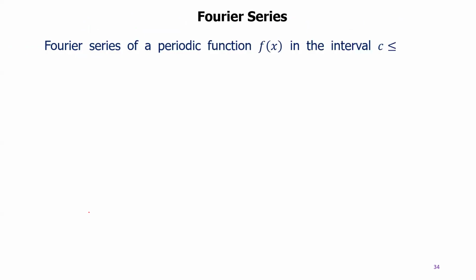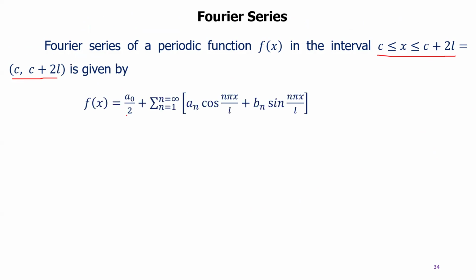Let us define what a Fourier series is. The Fourier series of a periodic function f(x) in the interval c to c + 2l, meaning c ≤ x ≤ c + 2l, is given by f(x) = a0/2 + summation of an cos(nπx/L) + bn sin(nπx/L) from n = 1 to infinity, where a0 is 1/L times the integral under the limit c to c + 2L of f(x) with respect to x.